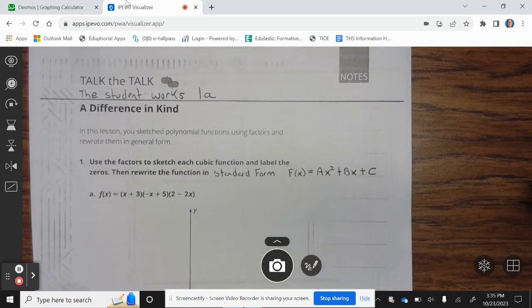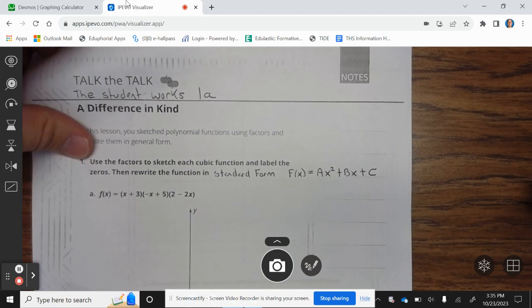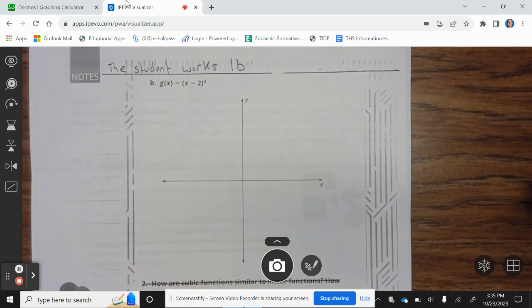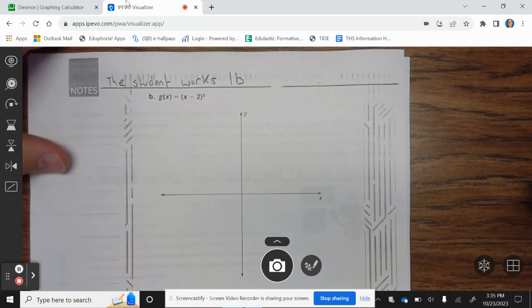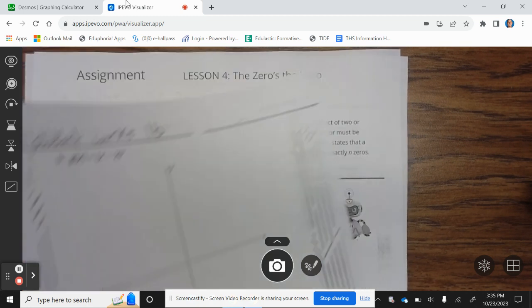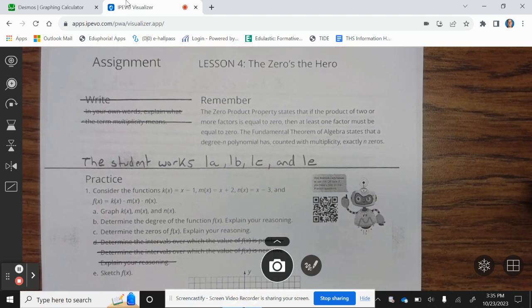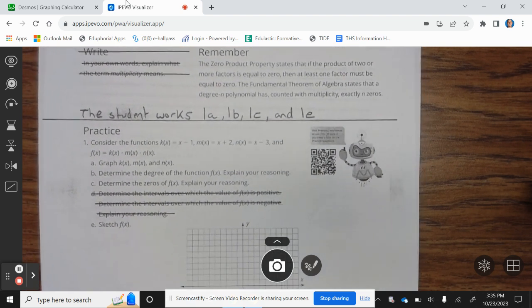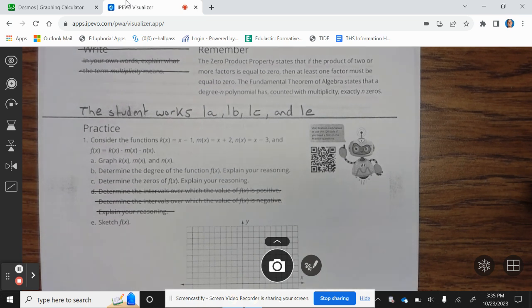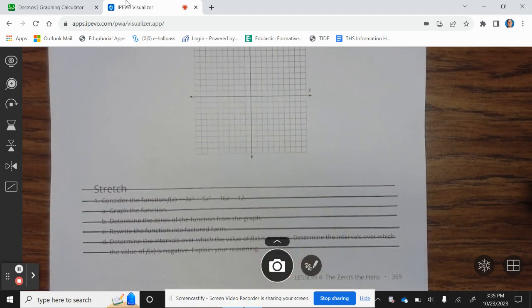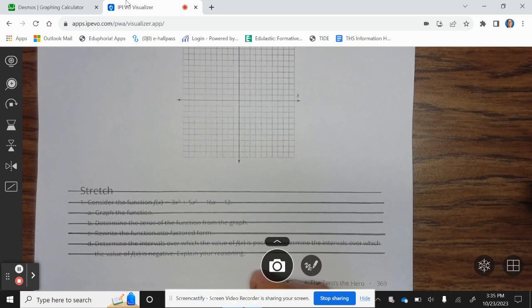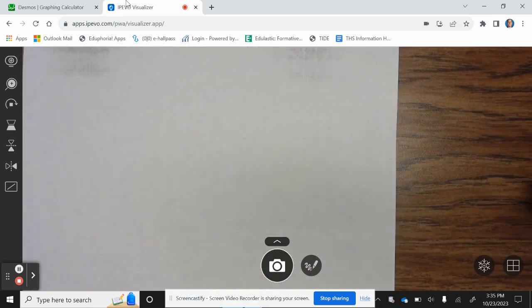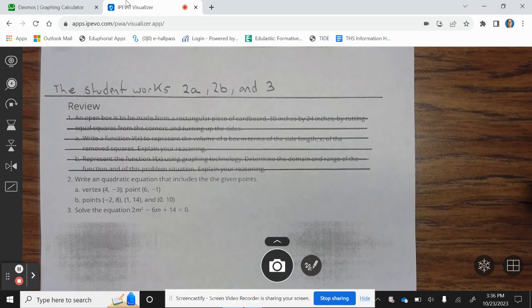Student works 1a. Student works 1b. All right, go ahead and mark that off. Student works 1a, 1b, 1c, and 1e. And then mark that out. And then student works 2a, 2b, and 3.